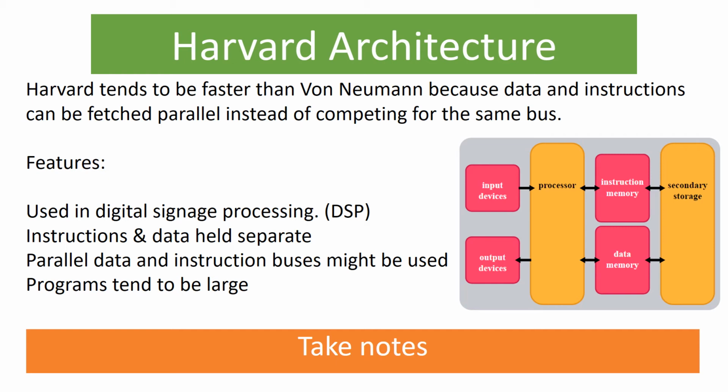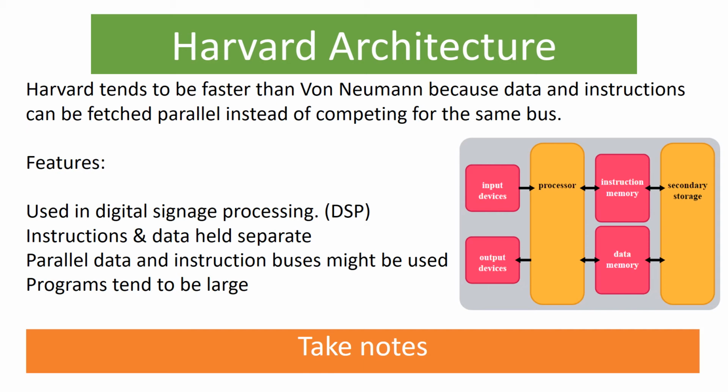Because they're kept separately, it means that we can actually fetch parallel instructions, so we can be fetching an instruction and the data element. So think of the von Neumann, we're doing one fetch cycle after the other. When we're pipelining, we might be doing a fetch, decode and execute at the same cycle. Well, this one, you can almost be fetching an instruction and fetching data at the same time.